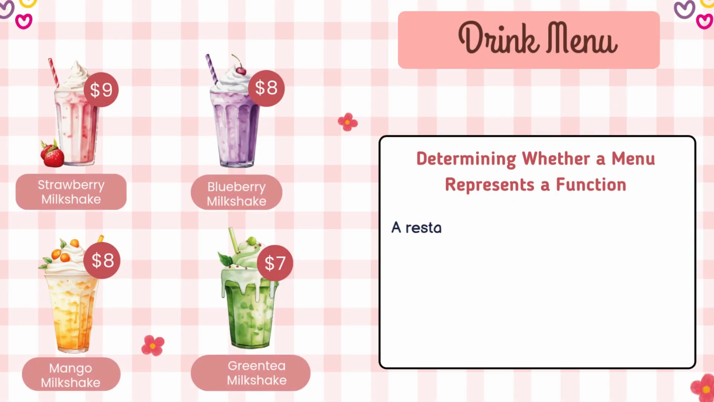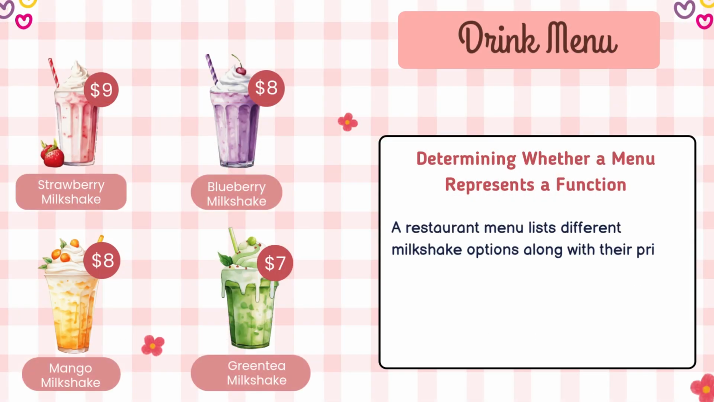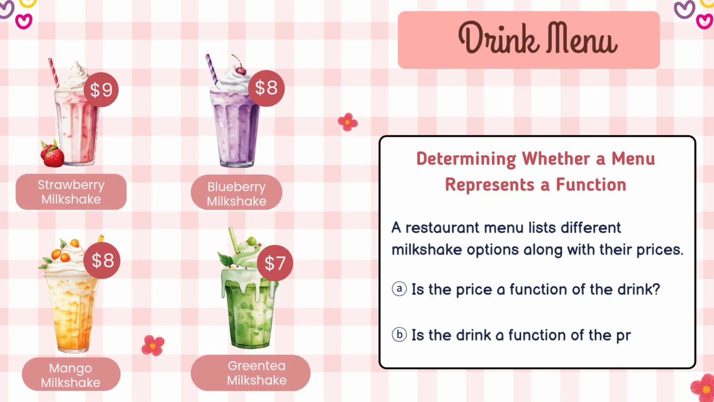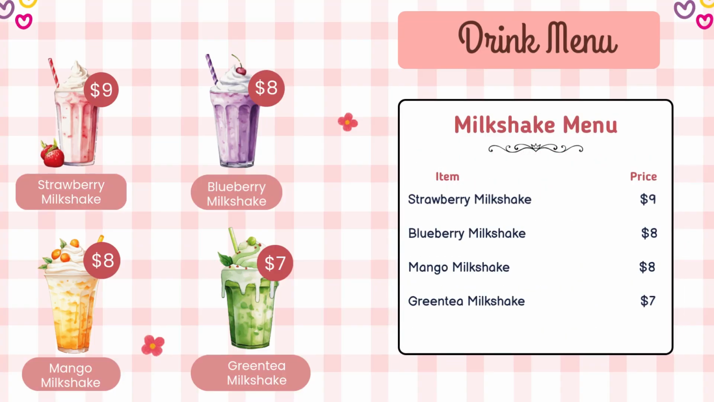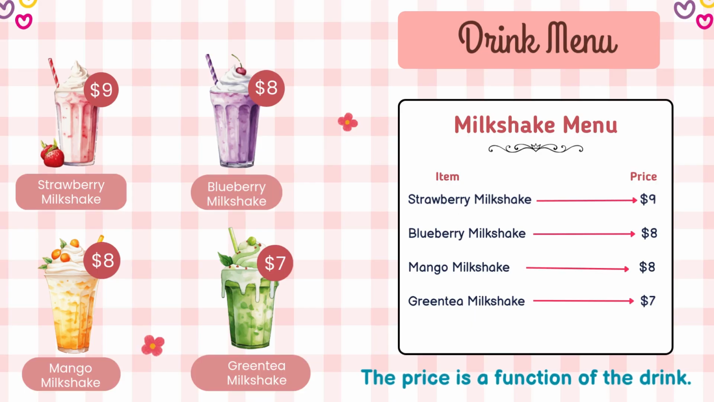A restaurant menu lists different milkshake options along with their prices. Let's explore two important questions. A, is the price a function of the drink? B, is the drink a function of the price? Let's think about it step by step. First, let's consider the drinks as the input values and the prices as the output values. We notice that each drink has exactly one price. That means the price is a function of the drink.